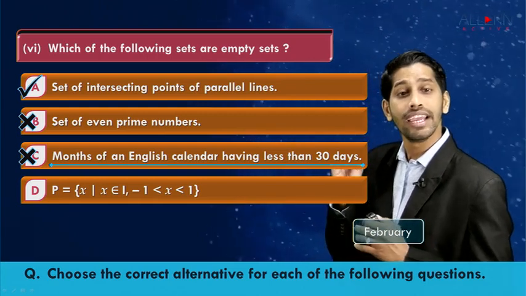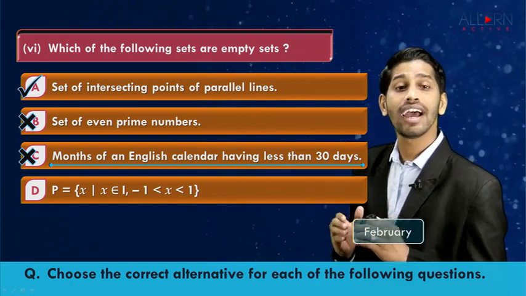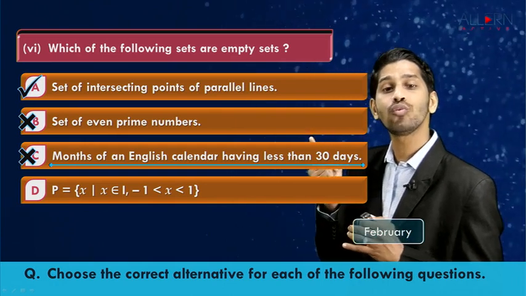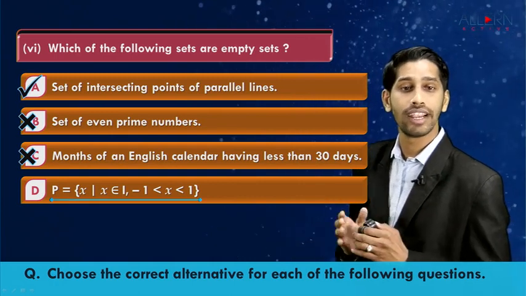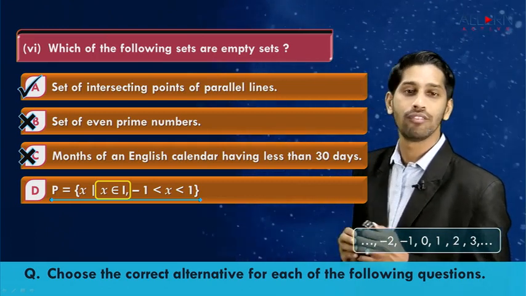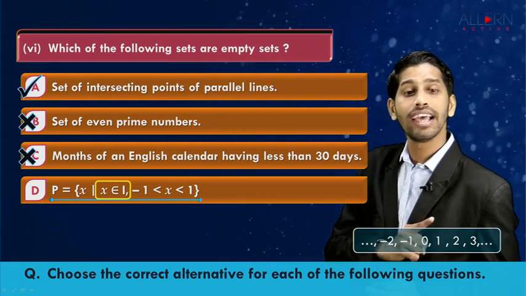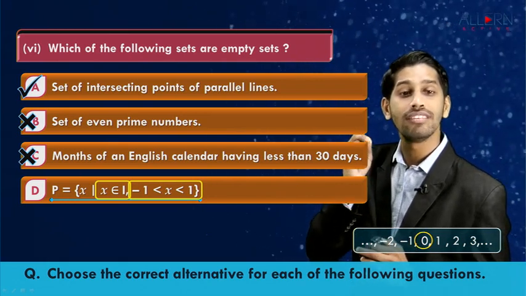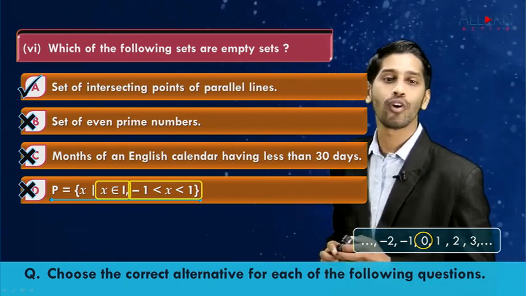Option D is in set builder form. It says that T is a set of all x such that x is an element of I, meaning integer, and x is greater than -1 but less than 1. So that means we are talking about integers. So let's have integers in front of us, that is 0 at center. Then we have 1, 2, 3 on right side and negative numbers on left side. But we want that integer which is greater than -1 but less than 1. It is nothing but 0. That means it contains one element which is 0, and since it contains an element, again it is not an empty set. That means correct option is option A.